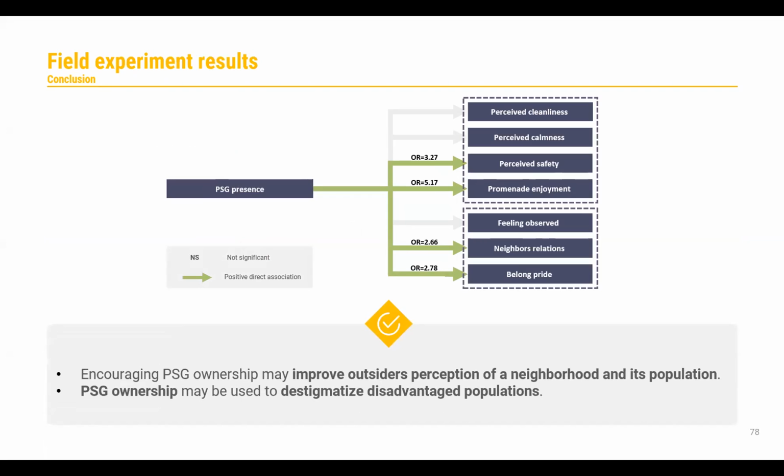So as a conclusion for this second study, our findings indicate that encouraging PG's ownership may have a positive impact on outsiders' perception of neighborhood physical and social components. These results suggest a very promising application for Potager Street Gardens ownership in improving neighborhood reputation and the destigmatization of disadvantaged populations.